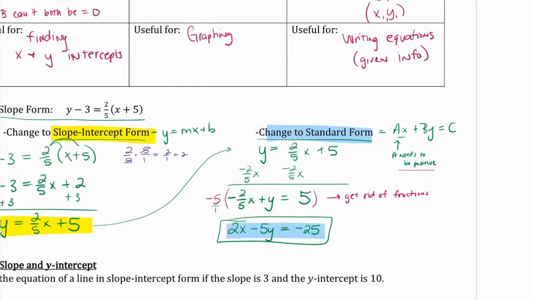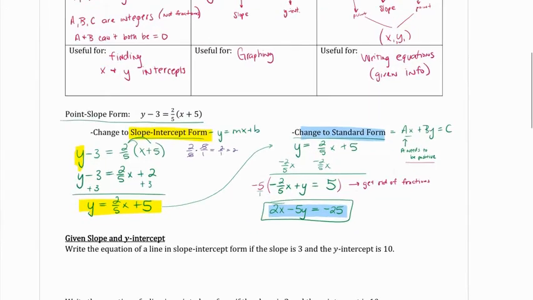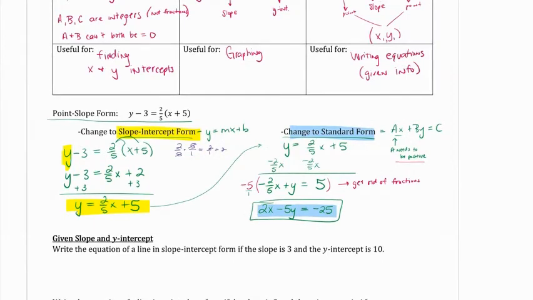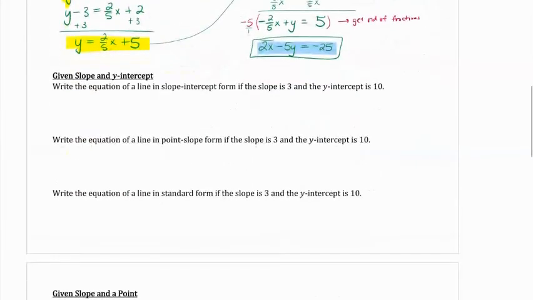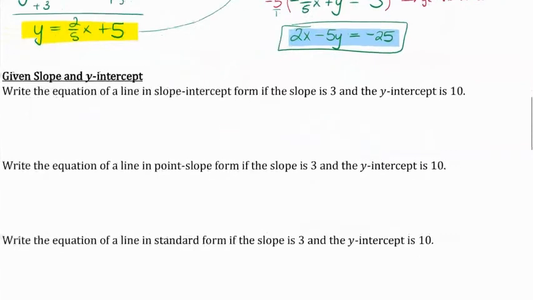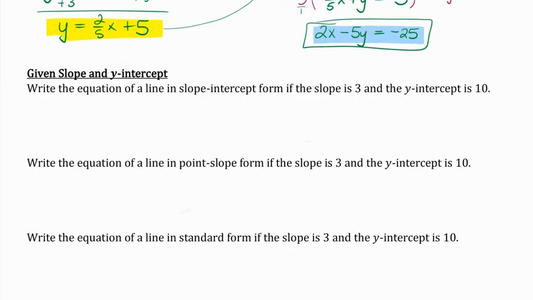I really just want you guys to see it for now. We'll do a lot more with it next year, whether you're in Algebra 1 or Algebra 2. Okay, so now let's actually do what we're going to spend a lot of time on this unit, and this unit will be pretty short. We're going to write equations of lines given certain information, okay?